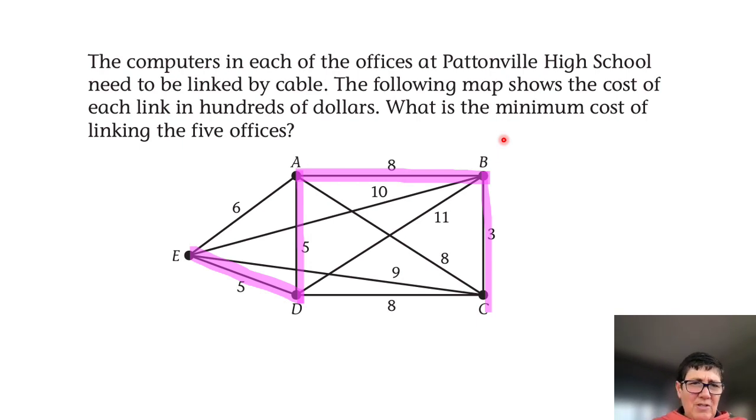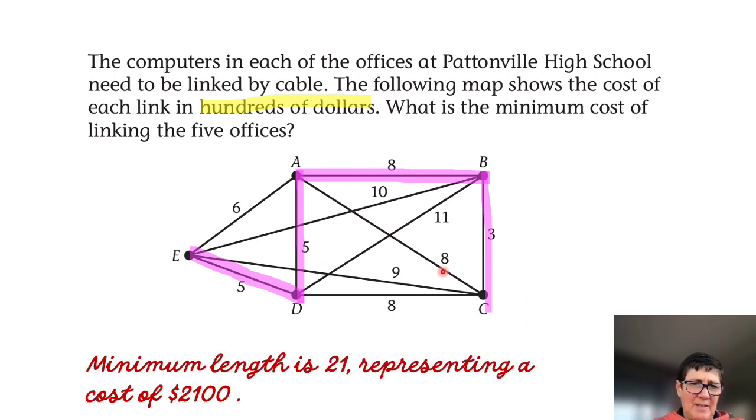So what's the minimum cost of linking the offices? I need to remember this is in hundreds of dollars, so that means 600, 500, 500. Add them all up. The minimum length is 21, which represents a cost of $2,100.